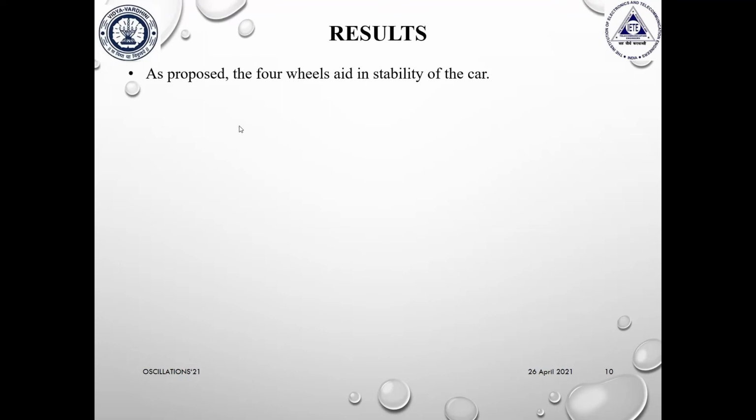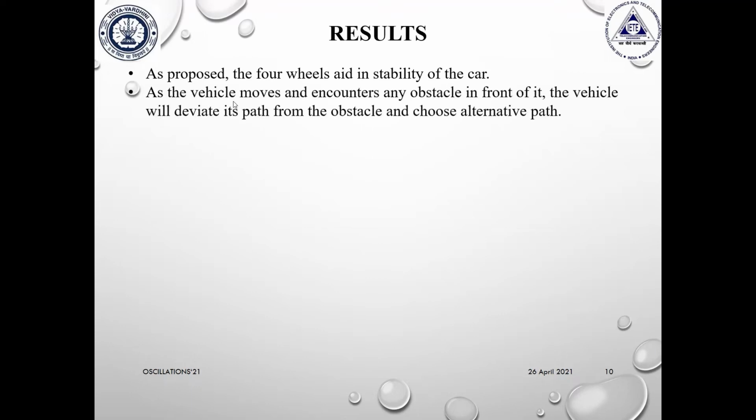Okay, ma'am. So now we move on to the results as proposed earlier by Kushal. We have kept the design of four wheels for enhanced stability. As the vehicle moves in the forward direction and senses an obstacle in between, it will first stop and then change its path and move on the changed path.